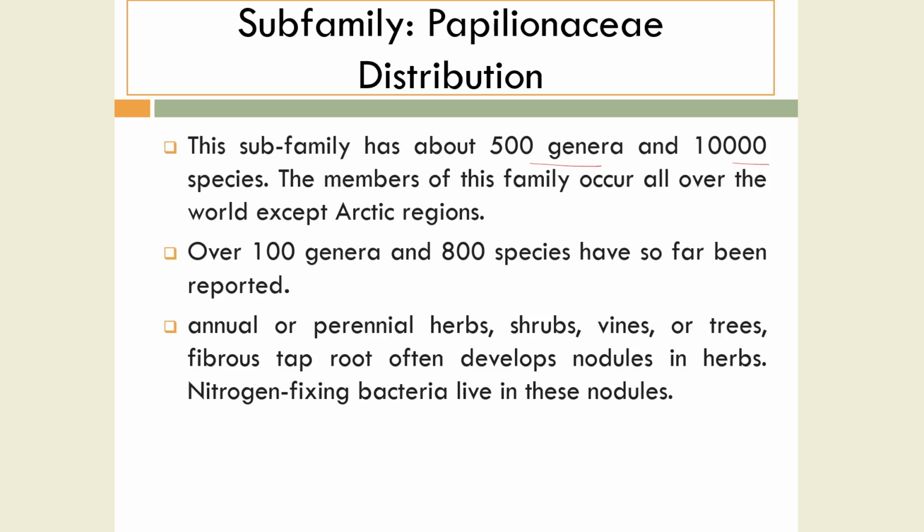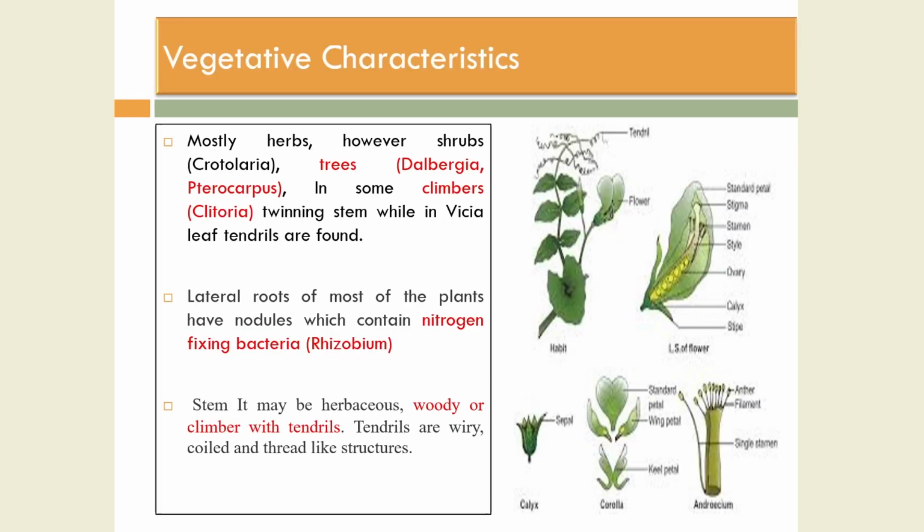This family generally has annual and perennial herbs, shrubs, vines, trees, with fibrous taproots that often develop nodules. The most important thing about this family is the nitrogen fixing bacteria. They have a symbiotic association with nitrogen fixing bacteria. This is one of the most important characters of this family. So you can see it has quite a good distribution all over the world as well as in India.